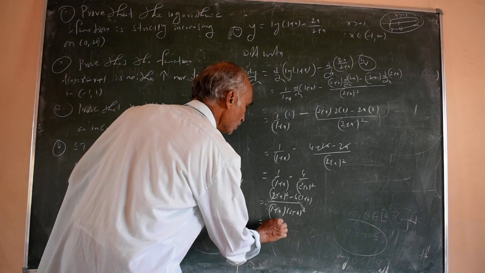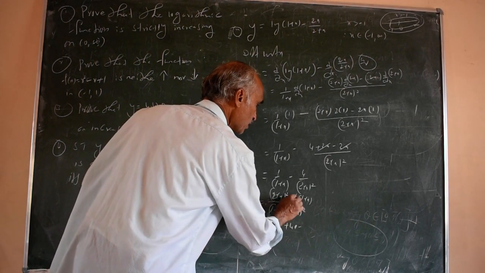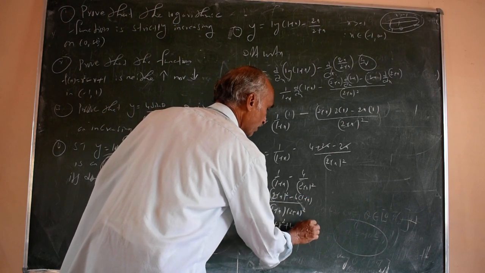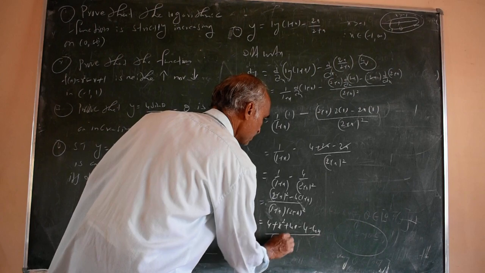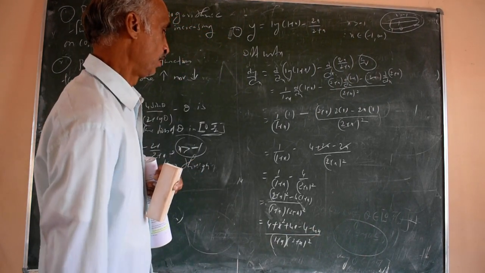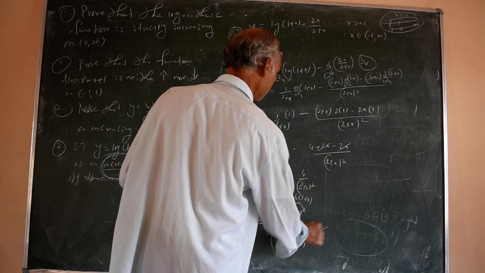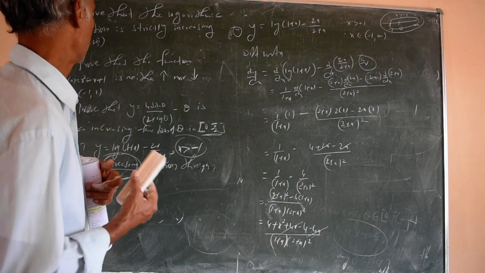Okay. Now 2 plus x the whole square. It is a plus b the whole square: 4 plus x square plus 4x. Minus 4 into 1 is 4. 4 into x is minus 4x. Whole divided by 1 plus x into 2 plus x the whole square. Now 4x is cancelling. 4 plus 4 is 8. 8 plus x square.